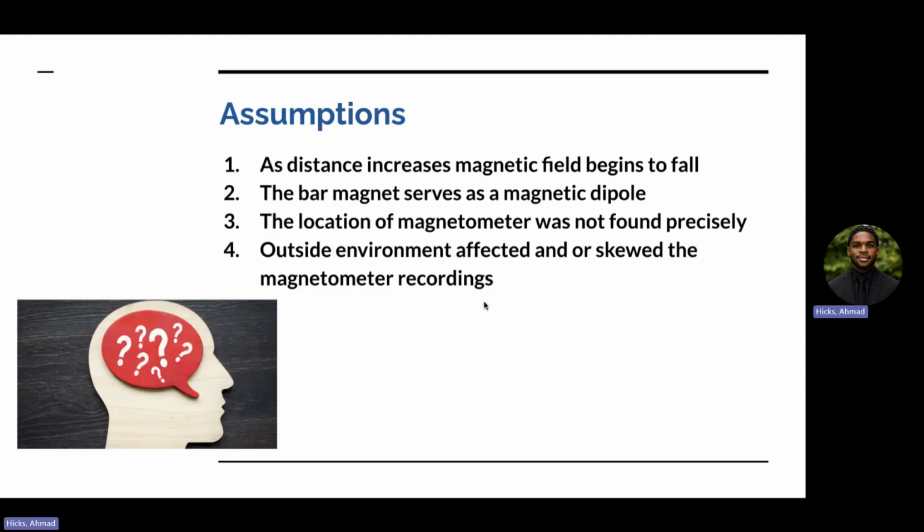All right, next up are assumptions and possible sources of error. Two assumptions that we found were, first, as distance increases, the magnetic field begins to fall. That's one assumption that we found from the experiment. The second assumption is that the bar magnet serves as a magnetic dipole, and we were able to see this through the experimentation as well. Some sources of error that could have skewed the results were the location of the magnetometer, which could not be precise, as well as the outside environment, such as electrical things that could affect the magnets, which could possibly skew the recordings.